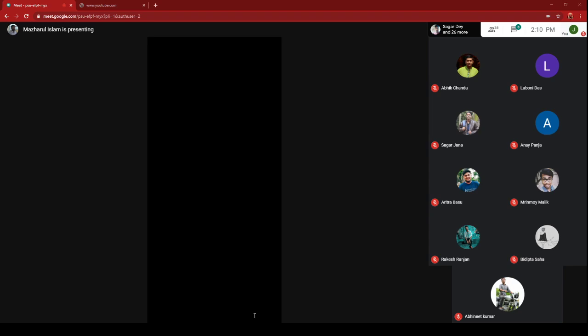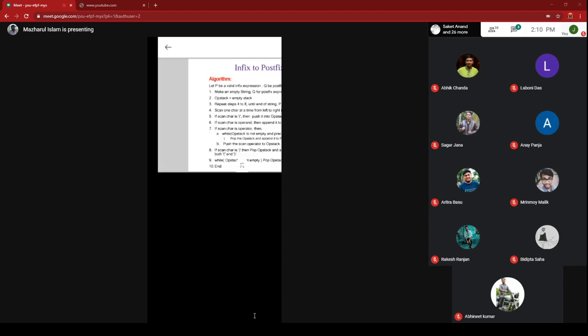If the priority of the operator taken from the top of the stack is greater than or equal to the precedence of the scanned character, then what to do? You have to perform the 7A steps: pop the op stack and append it to the postfix string. That means a low priority character will not be pushed on a high priority top character.